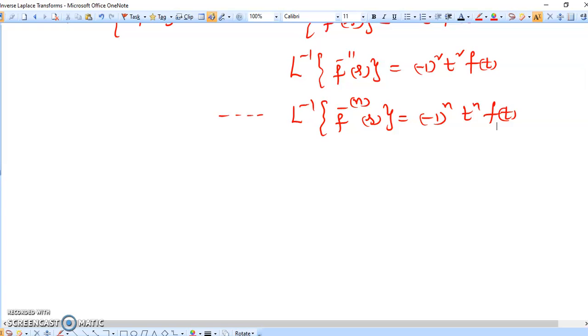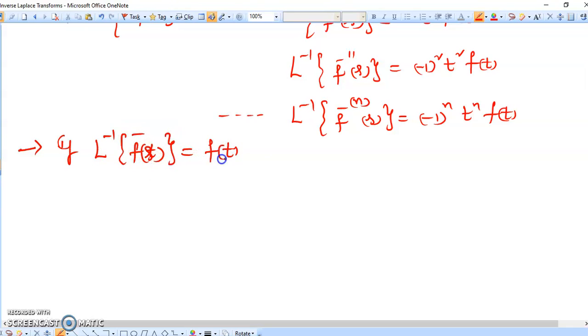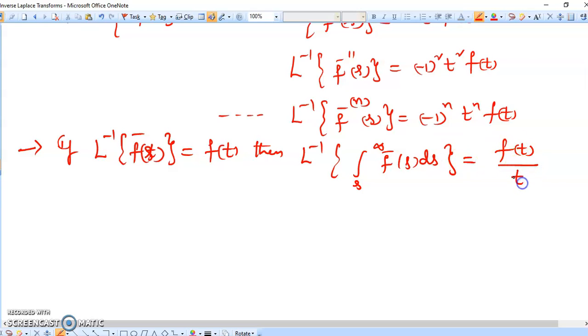For one more last property we will discuss here. If L inverse of f bar of s is equal to f of t, then L inverse of integral s to infinity f bar of s ds is equal to f of t by t.